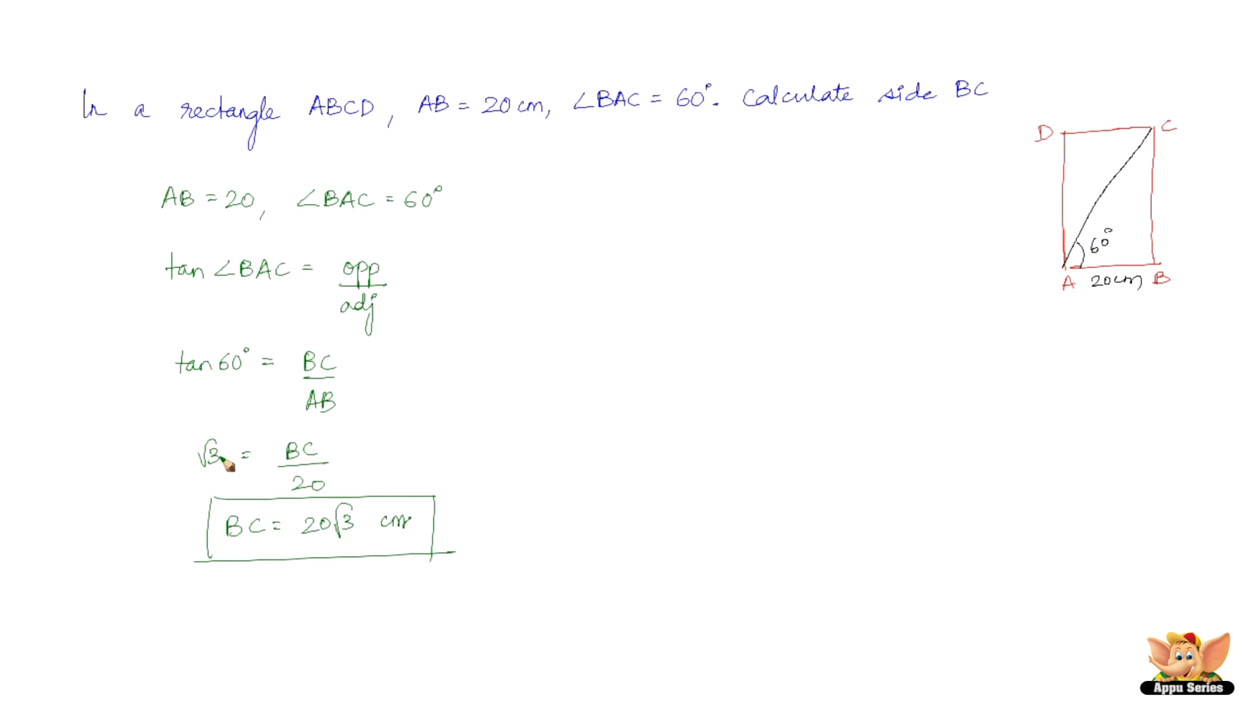So tan of 60 is going to be root 3. All we have to do is find BC. So this is the way to find BC. This ends this video. In the forthcoming videos, let us solve more advanced problems based on trigonometric ratios.